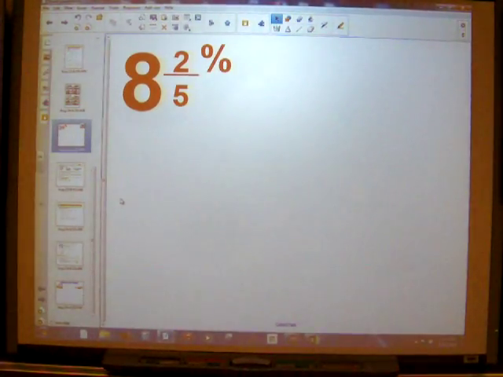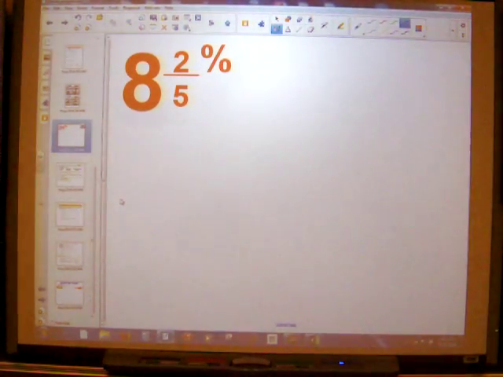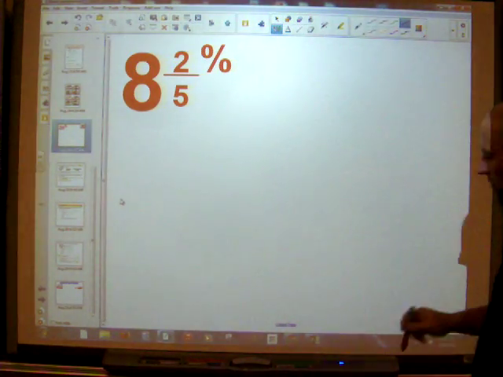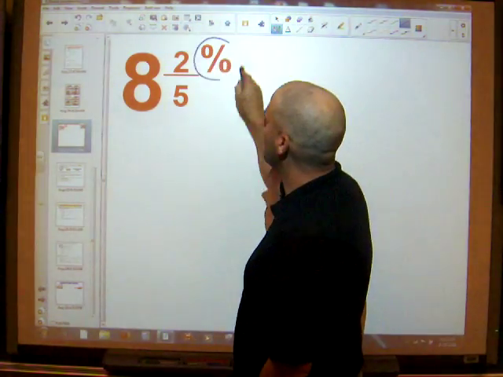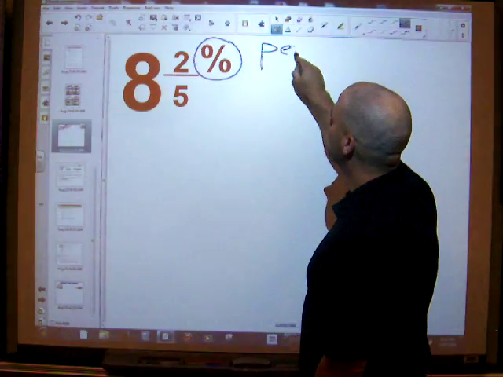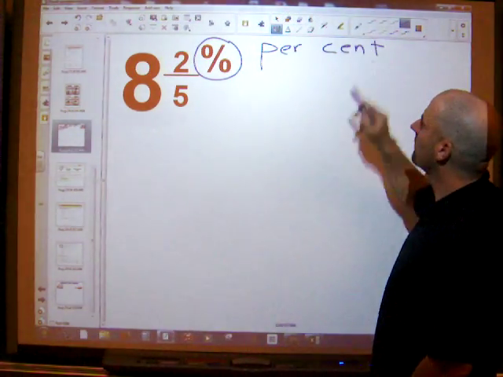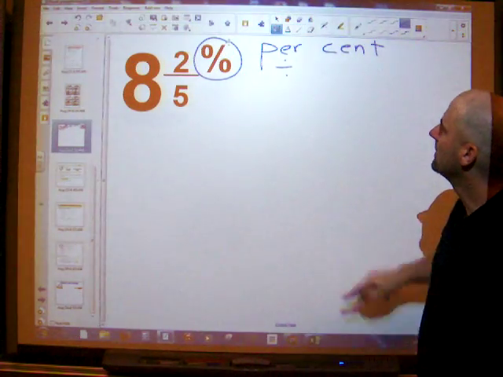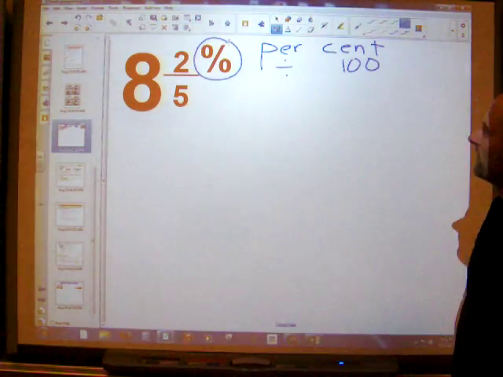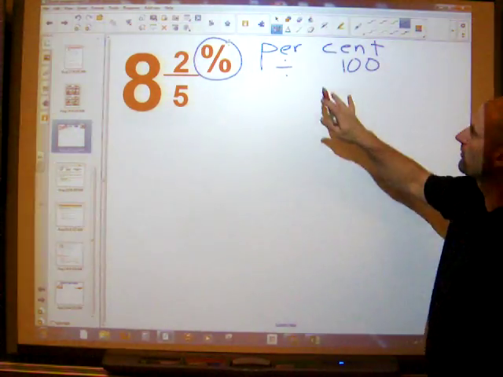Okay, this is going to be a lesson on two different concepts. First of all, what you notice here is we have a percent, but it is a fractional percent. We have 8 2/5%. So we need to understand what this sign means. Percent is really two word parts. Per meaning divide by, cent meaning 100. So think about those two word parts, per divided by.